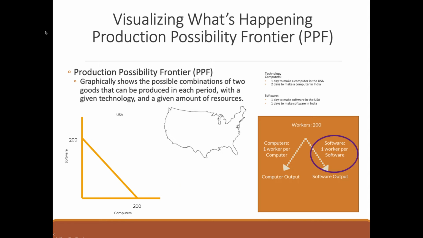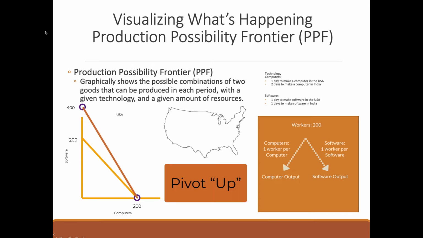Now, every time we choose to make software, we are actually giving up more computers because it got easier to make computers. What about if it became easier to produce software? If it now takes half a day to make software, we could make more software. We could pivot up. We would still only be able to make 200 computers, assuming the technology for computers went back to normal, but we could make up to 400 units of software. That terminology is called pivot up. Again, it changes the opportunity cost.